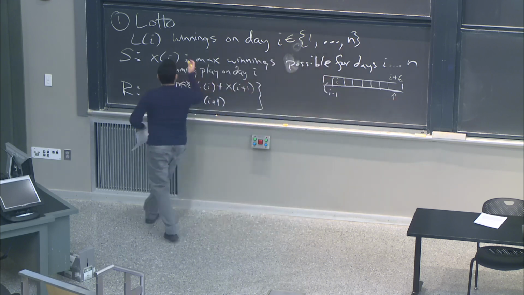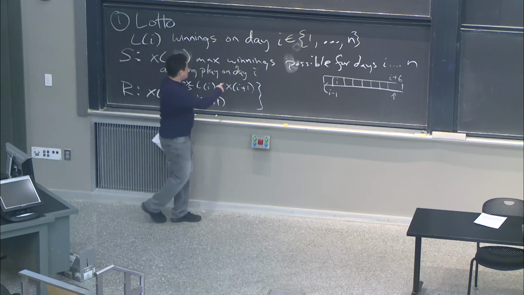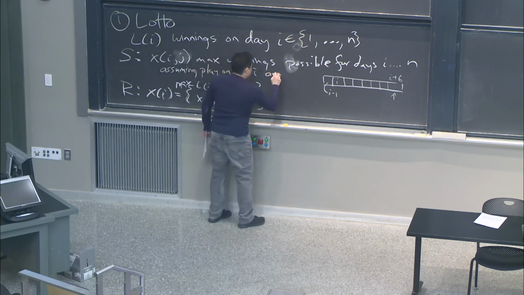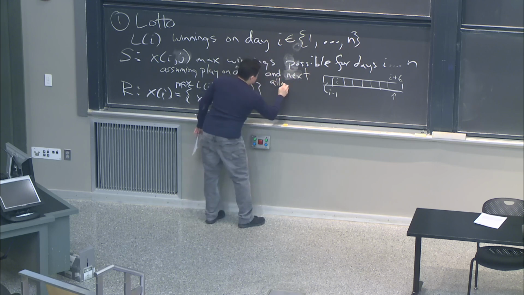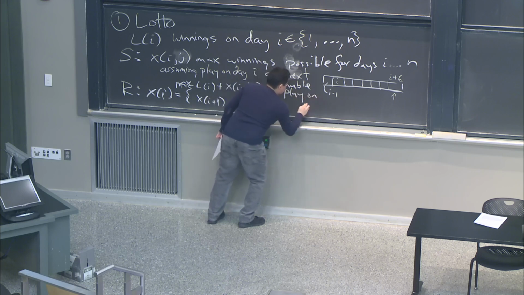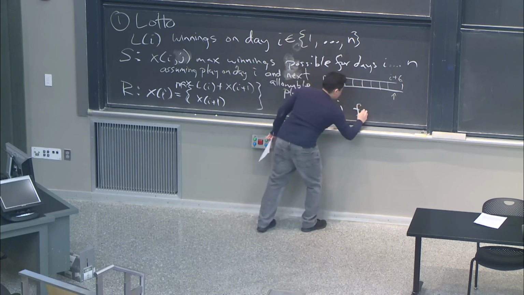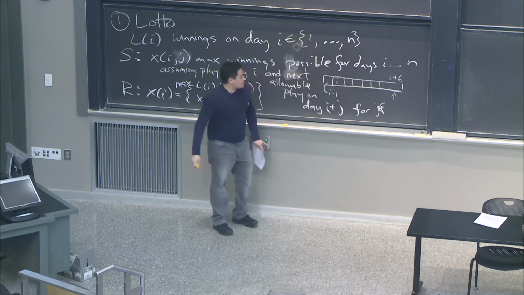Okay? So I'm going to expand this subproblem by another parameter, I guess this is a j. Assuming I play on day I, and I'm allowed to play, and the next allowable play on day I plus j, what are my possible range of days for j?